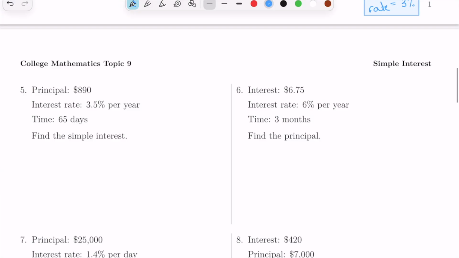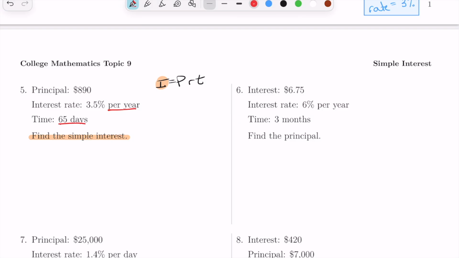The next one looks a little bit different, just a little bit. Let's see if we notice what it is. It says we have a principal of $890, a 3.5% per year interest rate. Our time is 65 days. Find the simple interest. Well, to start out with, we have I equals PRT, and we have my principal, my rate, and my time. We should be good because the simple interest is already isolated, but notice that this is 65 days and this is per year.